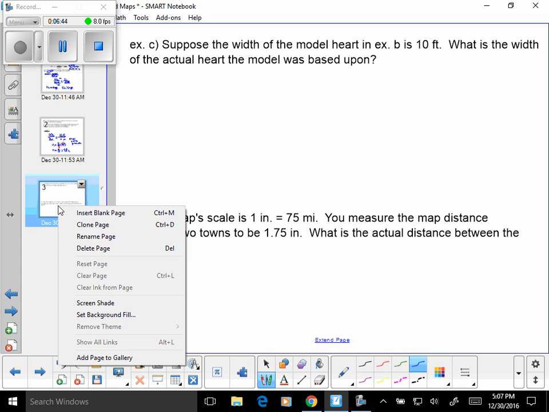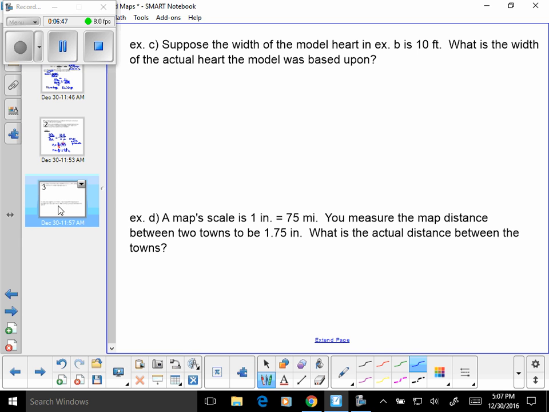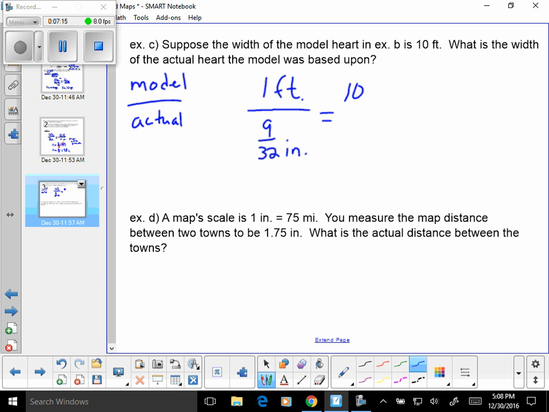Okay, we're going to move on with the same heart, only this time we're going to talk about the width of the heart. Now again, it's model over actual. So I have 1 foot, 9/32 of an inch. So the scale becomes the part of the proportion that I do know. The width of the heart is 10 feet, and I do not know what the real heart's width was. 1 times n is n. 9 over 32 times 10 over 1.